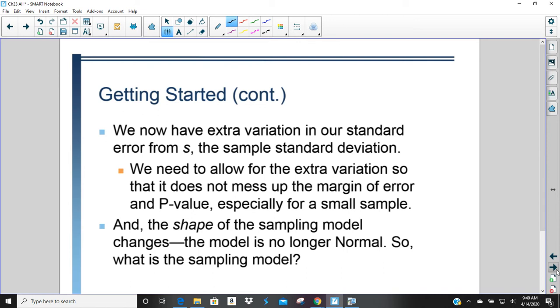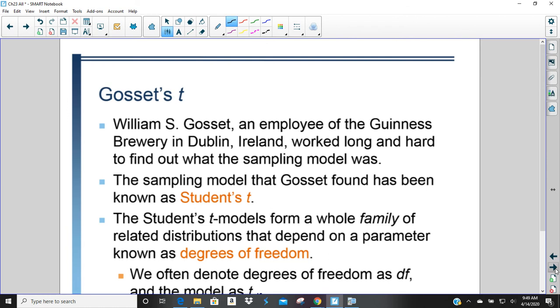The shape of the sampling model changes. The model is no longer normal. So what's the sampling model? It is called the Gossett's t, or what we call the t model instead of a z.